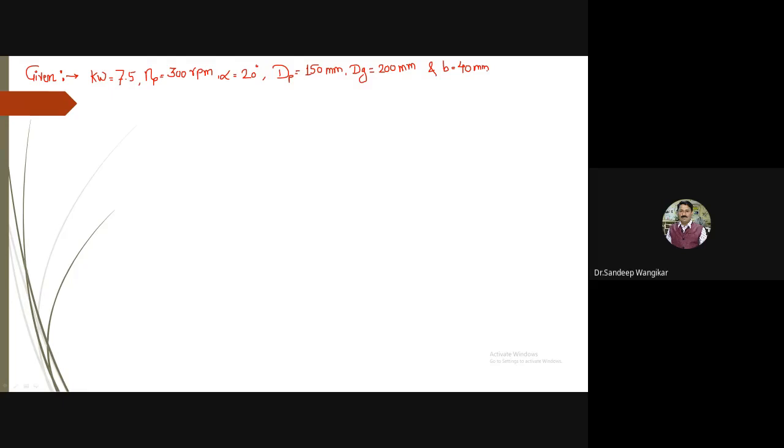Here we will calculate. Kilowatt is given, so I can calculate MT. MT is equal to 60 into 10 raised to 6 times kilowatt divided by 2 pi N. Then the angle gamma is not given, so I will calculate gamma, then RM, and then proceed for PT, PR and PA. In this way, we will proceed for this calculation.